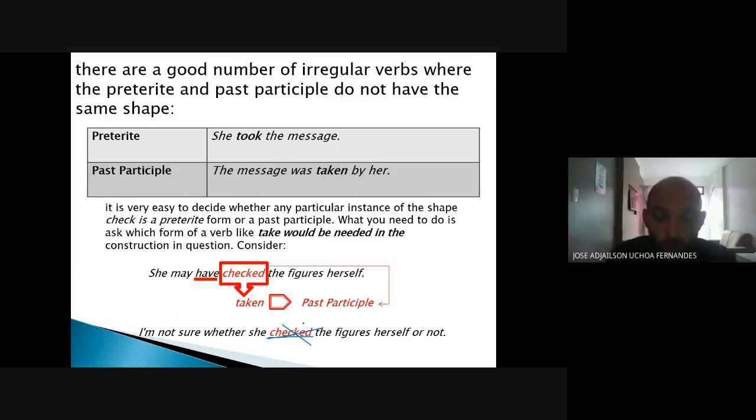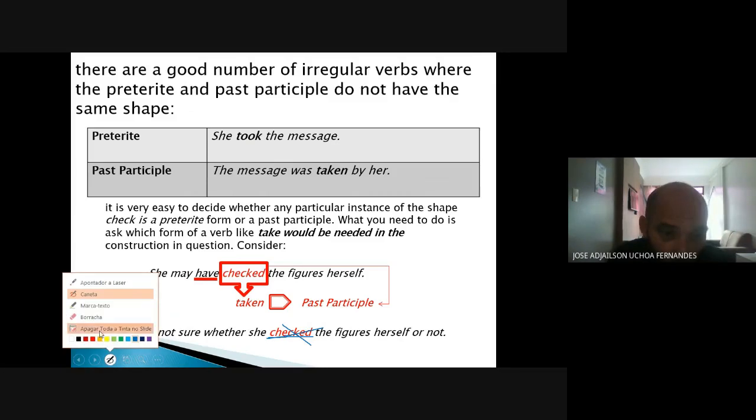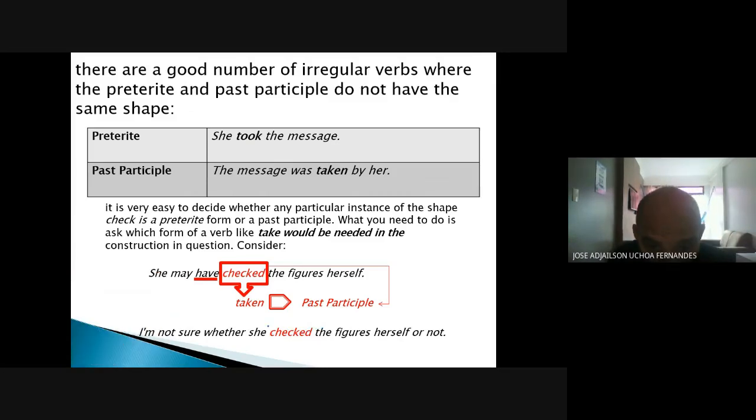Took. Took, okay? So, I'm not sure whether she took the figures herself or not. Portanto, eu tenho aqui um caso de verbo no pretérito. Is this a preterite or a participle? Preterite. It's a preterite. Para que fosse um participle, eu precisaria ter um have aqui como auxiliar, ou eu precisaria ter uma construção em voz passiva para poder usar um particípio passado.